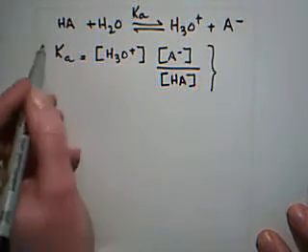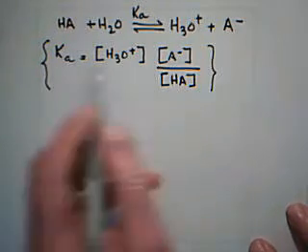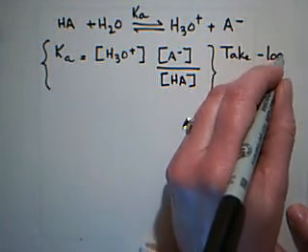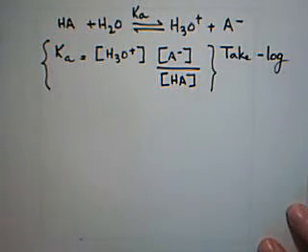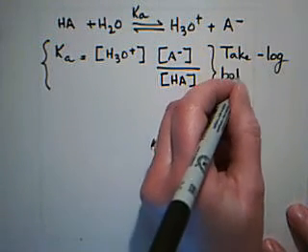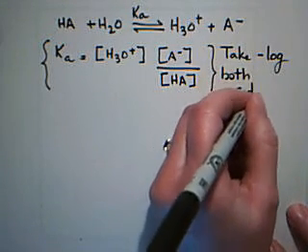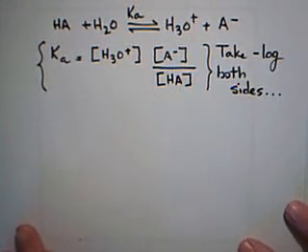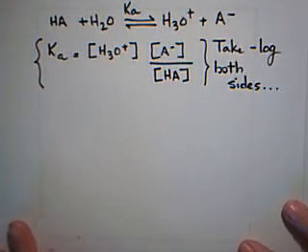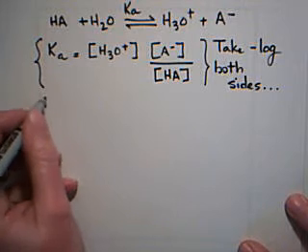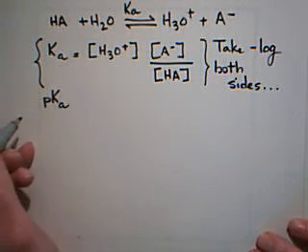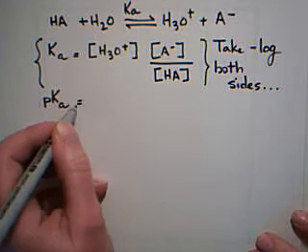Usually I draw the line all the way over here, but it doesn't matter that I haven't. And what I want you to do is to think about taking the negative log of this whole equation, so both sides. Okay? Let's see what happens. Let's take the negative log of both sides. So what is the negative log of Ka? That's the pKa.